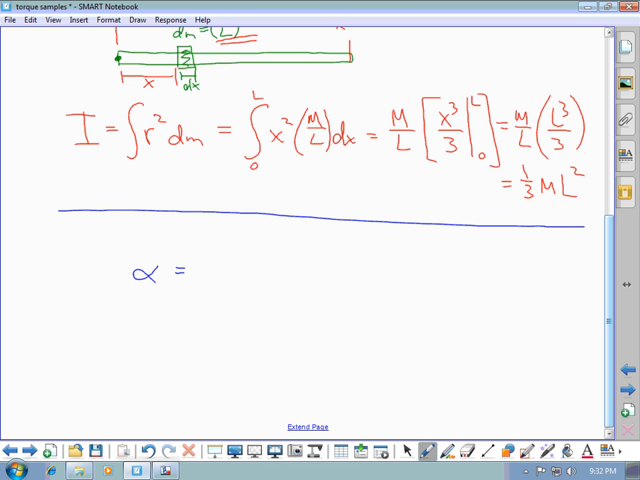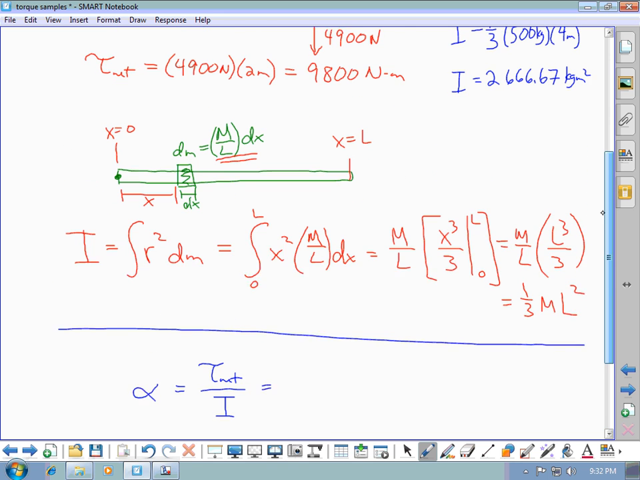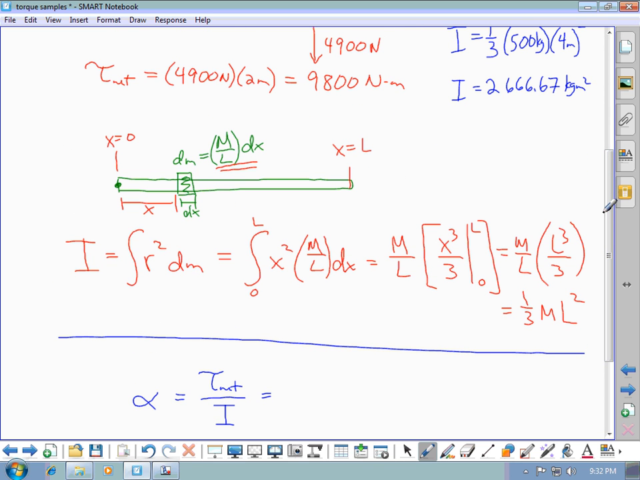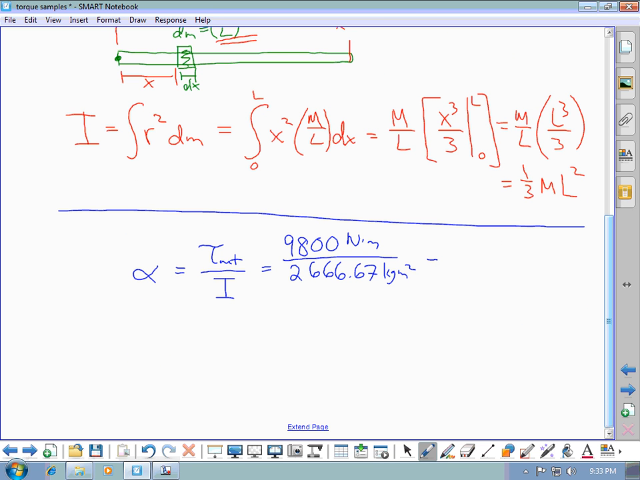And so the angular acceleration is going to be the net torque divided by the rotational inertia. So again, the net torque was 9,800 Newton meters. The rotational inertia is 2,666.67 kilogram meters squared. And so that gives me an initial angular acceleration of 3.675 radians per second squared.